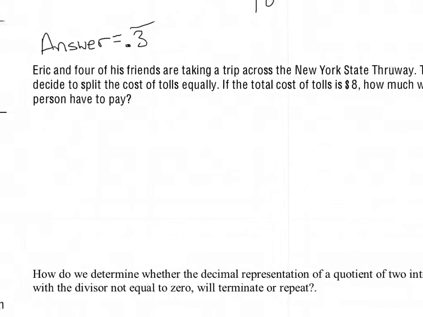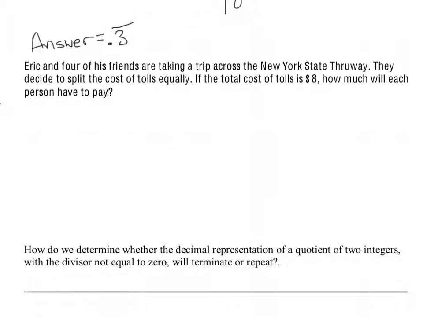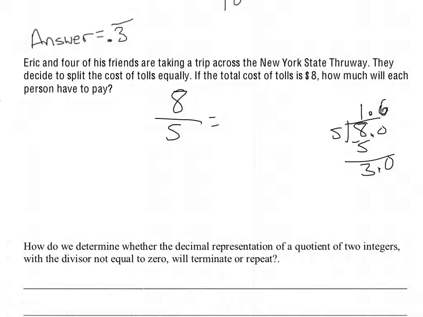Alright, Eric and 4 of his friends are taking a trip across New York State. They want to split the cost evenly. If the total cost of the tolls is $8, how much will each person have to pay? So we're taking the $8, we're splitting it amongst 5 people. And that's going to give me 8 divided by 5. So this one's going to have a whole number part here. It is 1. Everybody will pay at least $1. And it looks like this is going to go in 6 times. So everybody will pay $1.60.